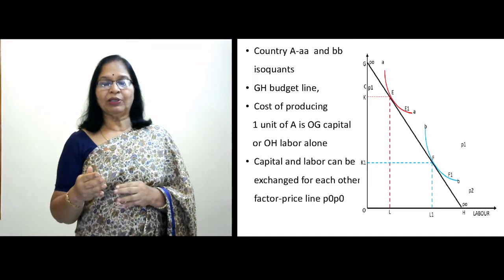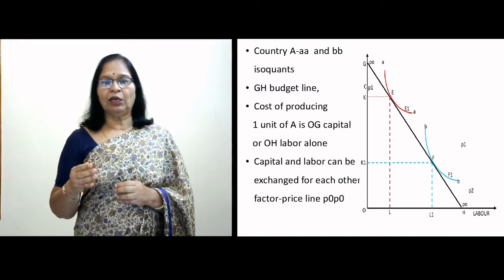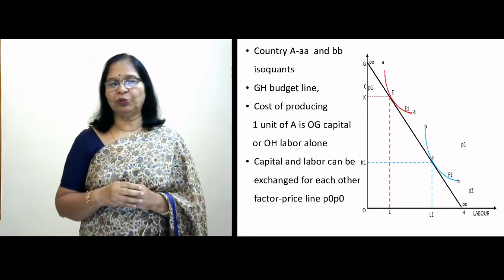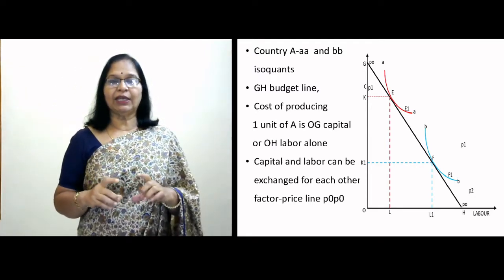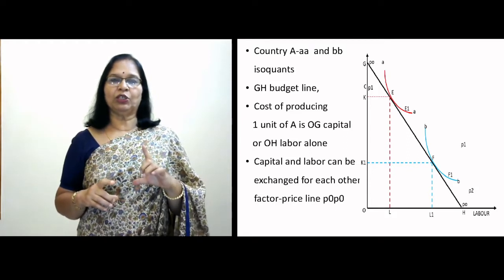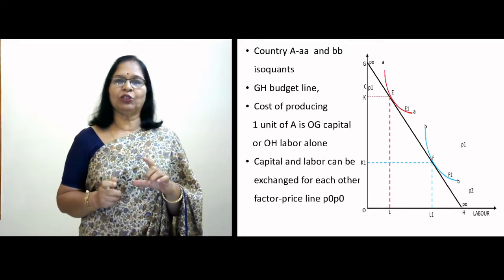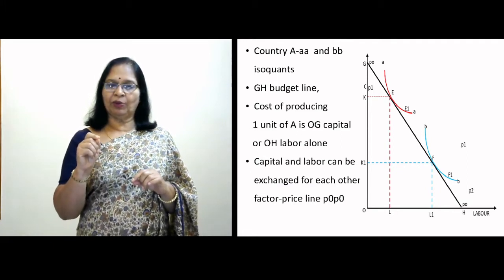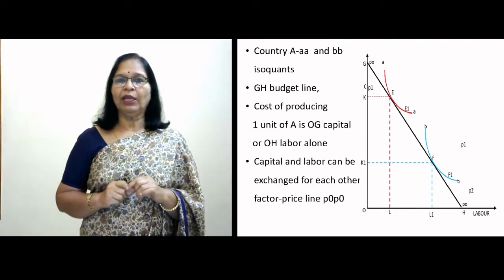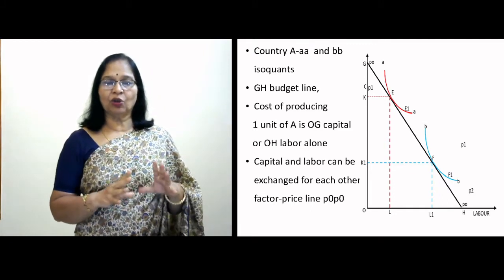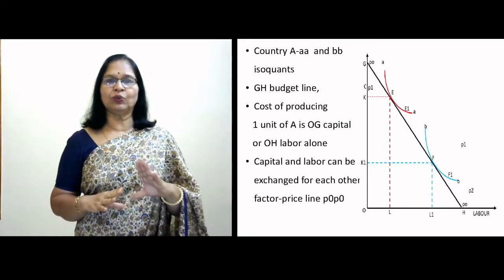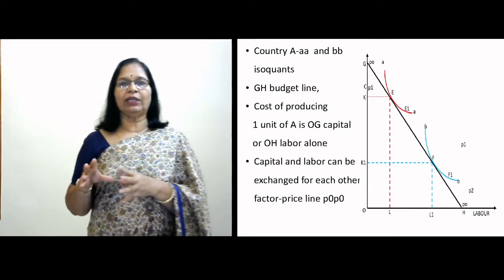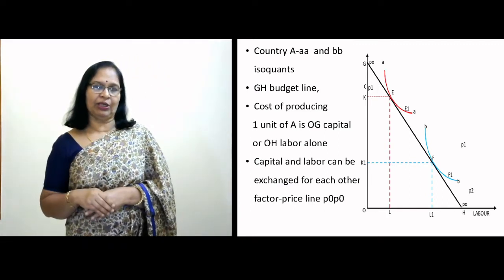So here what we are seeing is the red isoquant is tangent to the price line at point E, which indicates that it requires OK unit of capital and OL unit of labor to produce the quantity of commodity A. Now this means that this country is rich in capital and it is using more capital in the production of commodity A. Now let's look at commodity B in the same country A.